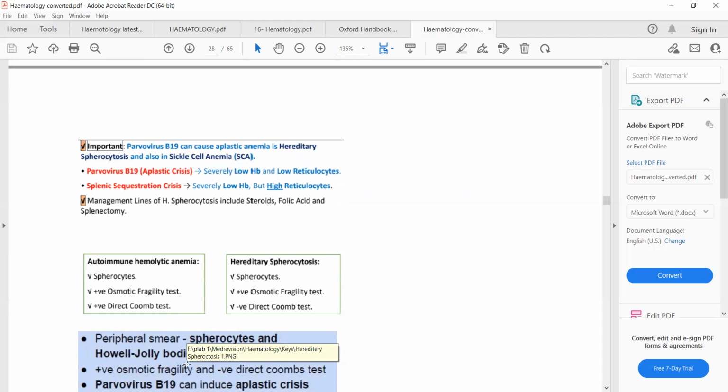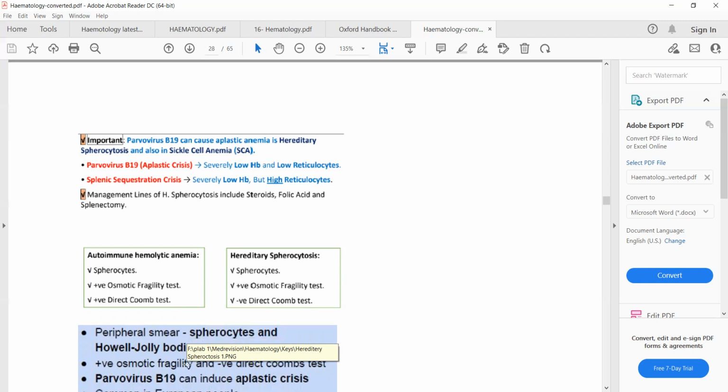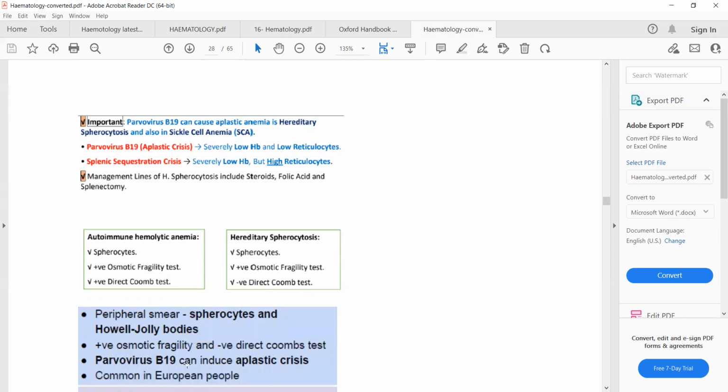And if a female gets a parvovirus B19 infection during pregnancy, it can cause aplastic anemia in the baby. So remember these three things about parvovirus B19 for Plab 1: it can cause aplastic crisis in patients with sickle cell anemia, in patients with hereditary spherocytosis, and if a female gets this infection during pregnancy, it can result in aplastic anemia in the children.